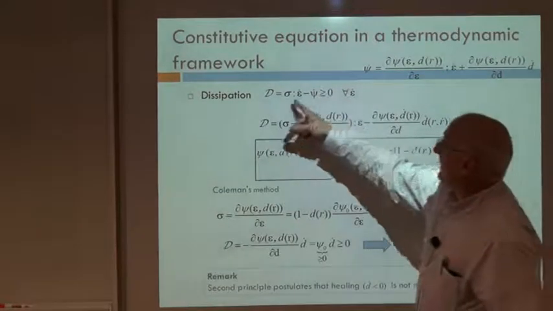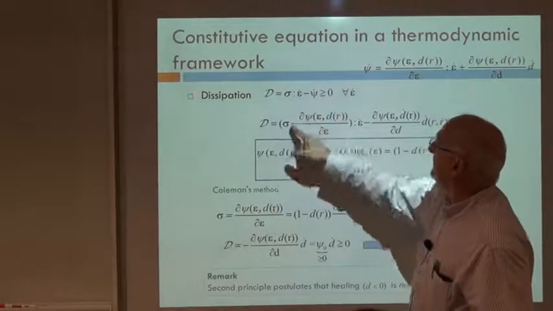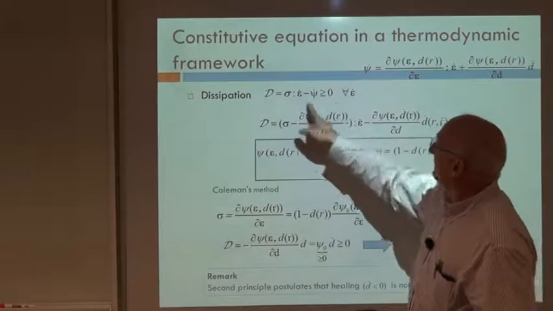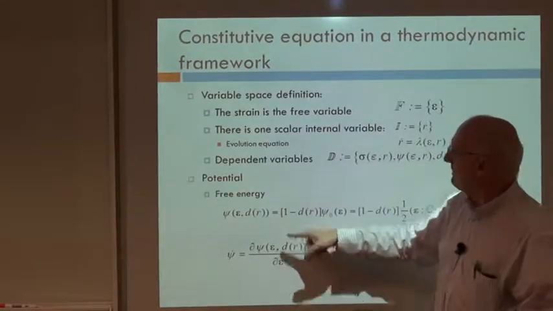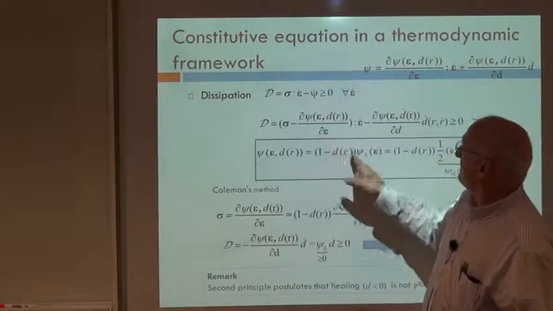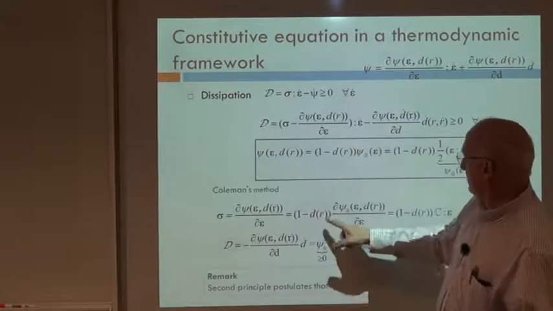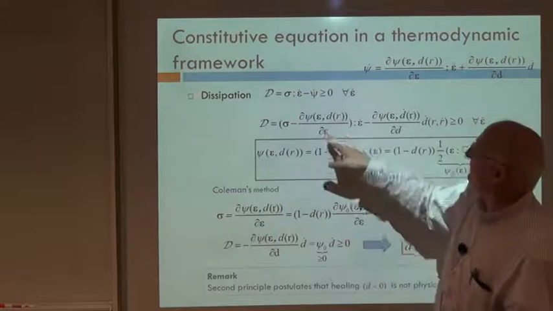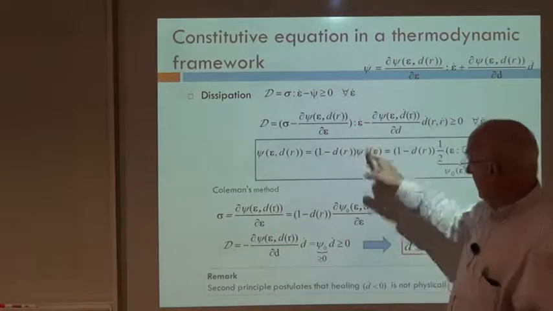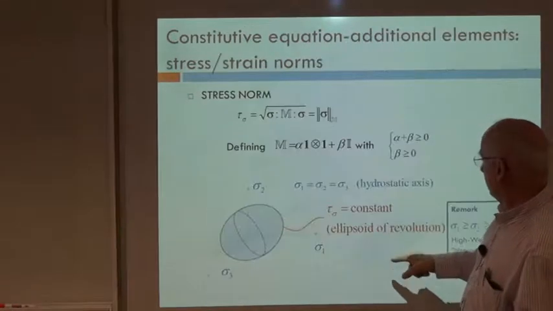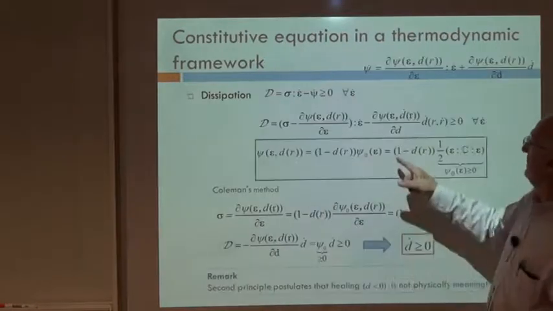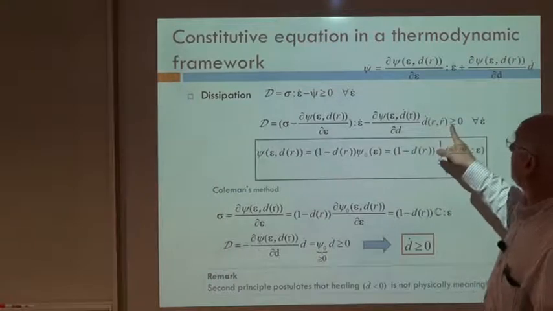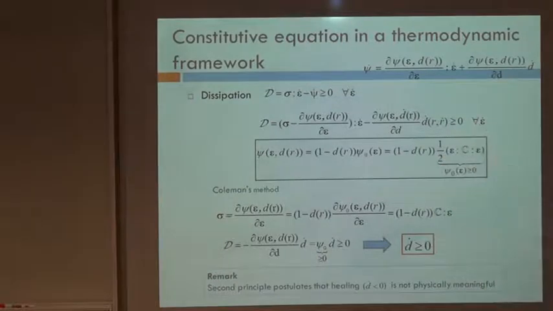So now I replace sigma times epsilon dot with this term here. Phi dot will have a first part, looking back at what we have seen, the derivative of phi with respect to epsilon times epsilon dot. And then this second term, the derivative of phi with respect to d times d dot, and that has to be greater than 0 for any epsilon dot. Okay?